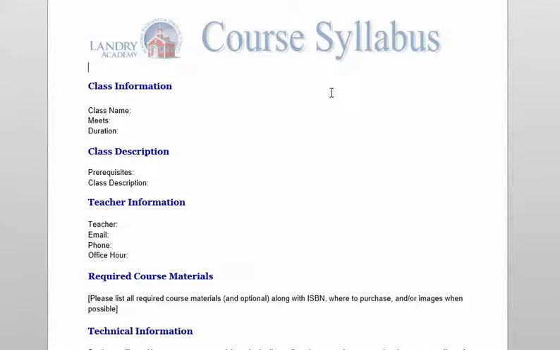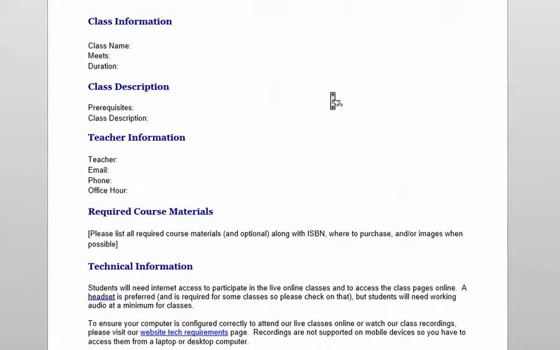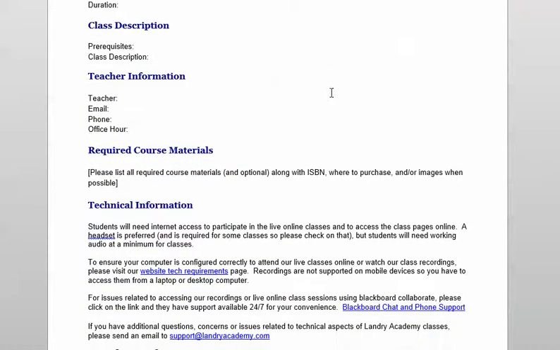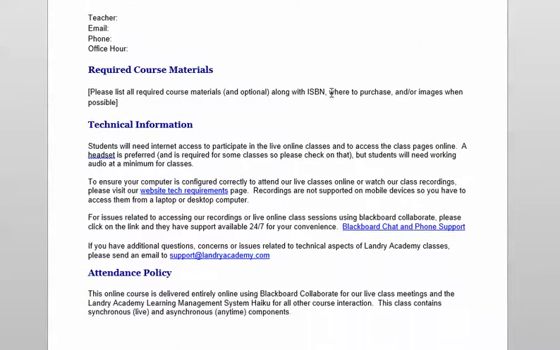So you will include specific information about the class, a description, if there are any prerequisites, all of the teacher contact information. Your office hour can be left blank. If it's still too early and you aren't able to put that in, you could just leave that as to be announced. Any required course materials, as specific as possible, including the ISBN, or if there are specific places where people are supposed to purchase it.